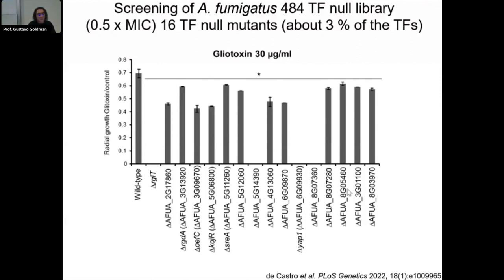We don't know very much about them. CoGR is important for kojic acid production in Aspergillus oryzae, but fumigatus does not produce kojic acid. And I'm going to show you this RGLT.